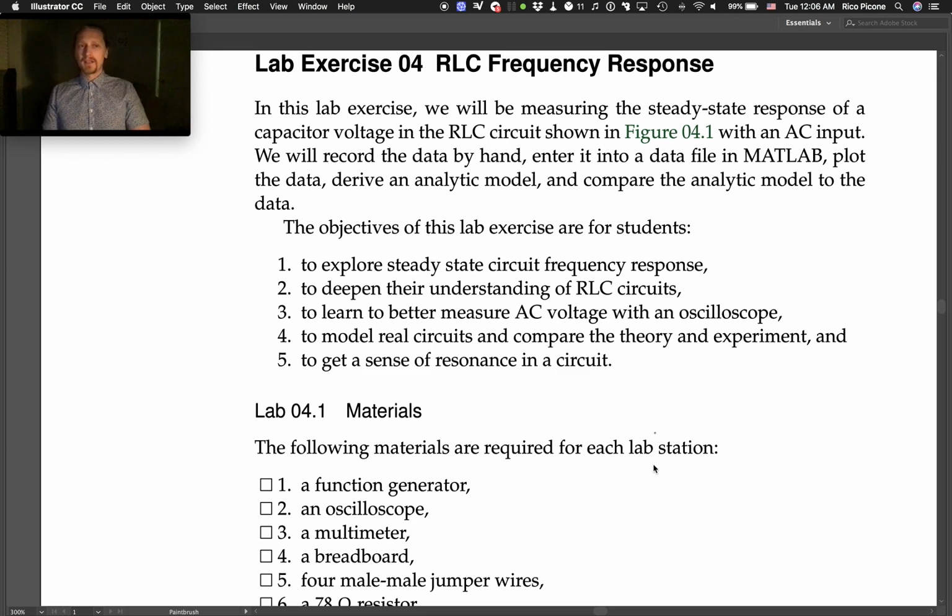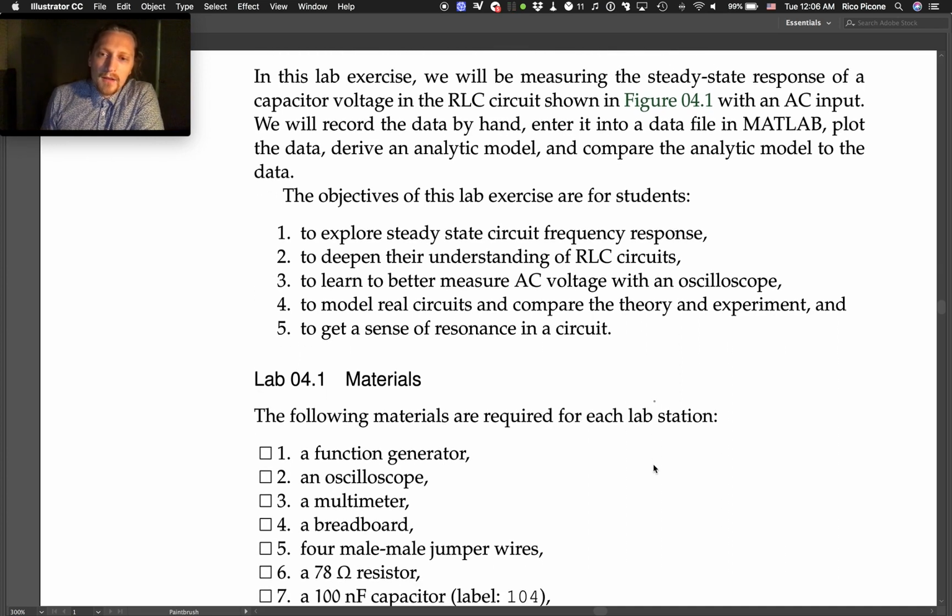So resonance has all kinds of really cool applications, and it's something that we're going to see happen in this lab. We may not completely understand it yet, but at least we're going to get to measure it and analyze it. So yeah, great.